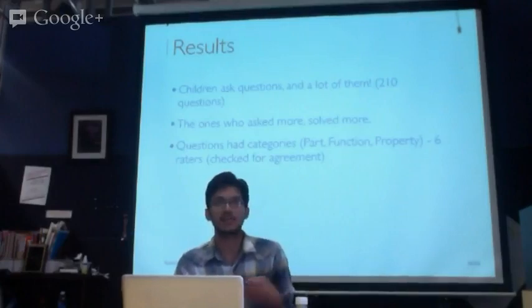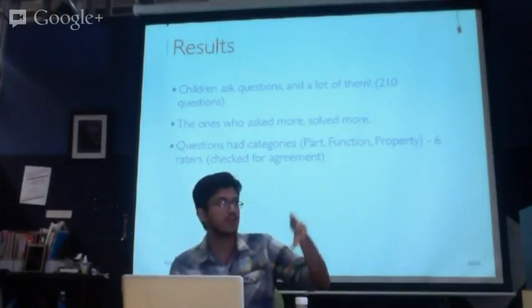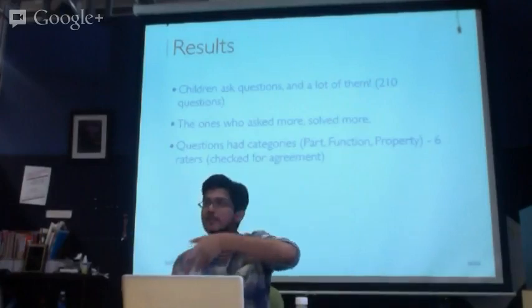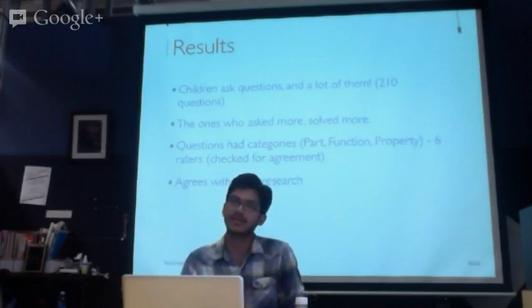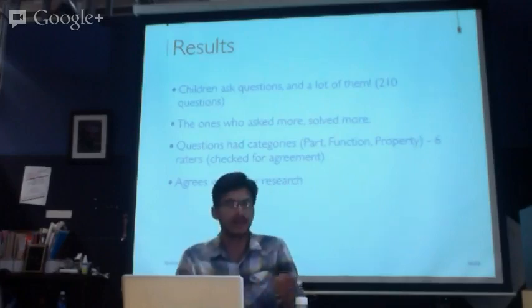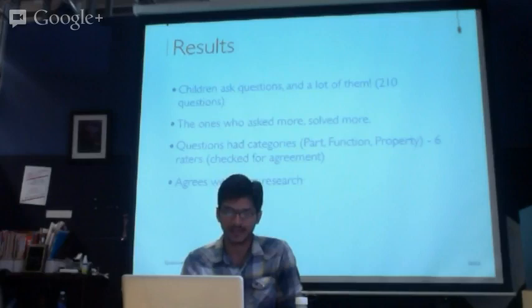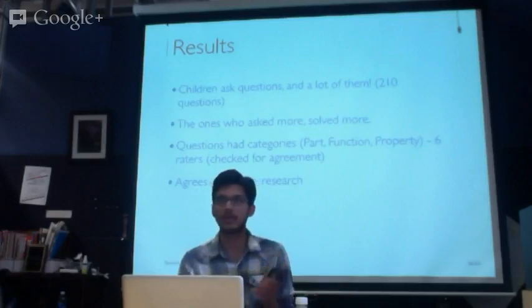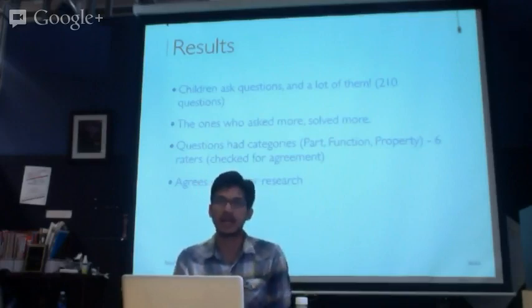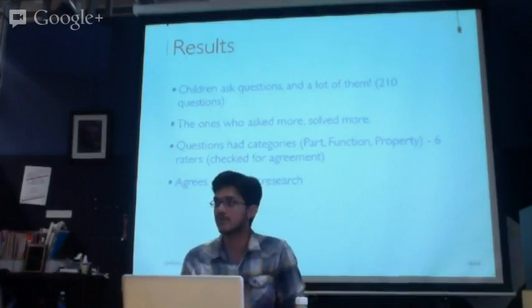Most of the questions were about parts of objects, functions of objects, or properties of objects, so there was a structure to the types of questions they would ask. This agrees with prior research on child development and on question answering by children. This activity was also borrowed from that line of research. People in this domain have used the activity of 20 questions a lot to study the kind of questions that kids ask in these scenarios.